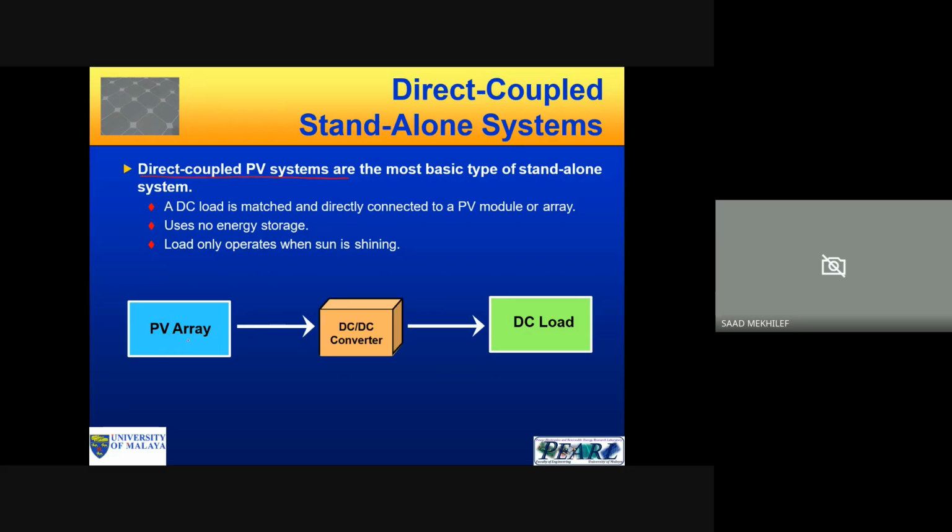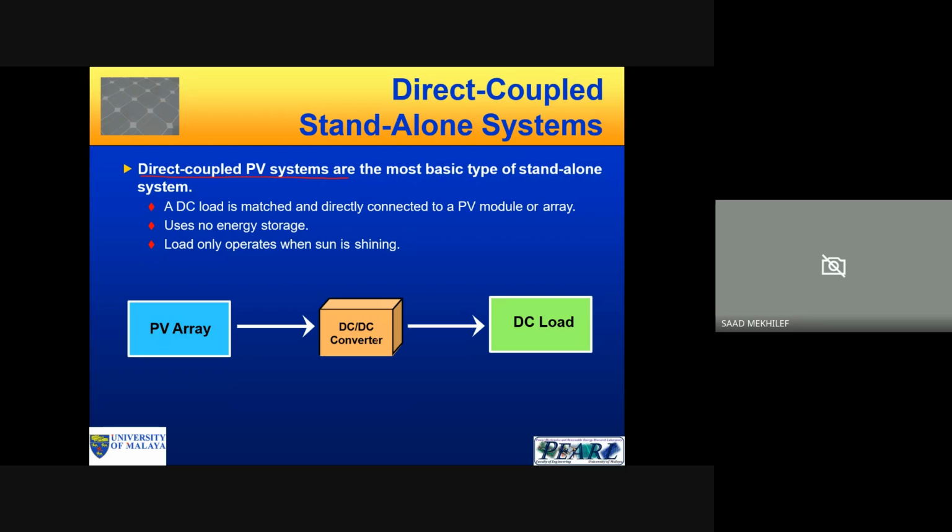What we have is the PV array, a DC-DC converter, and the load. There are a few conditions for this direct coupled system to work. First, it must be a DC load. It cannot be an AC load. Also, there is no need for energy storage, meaning we don't need energy storage in this. It's directly coupled.